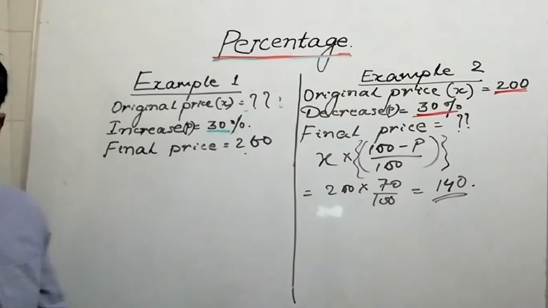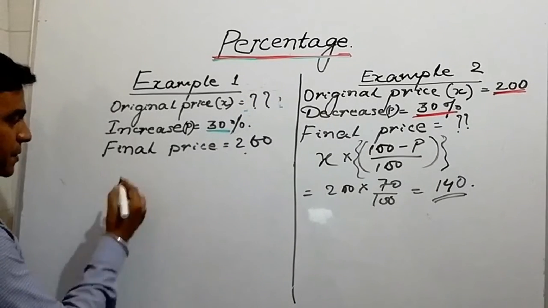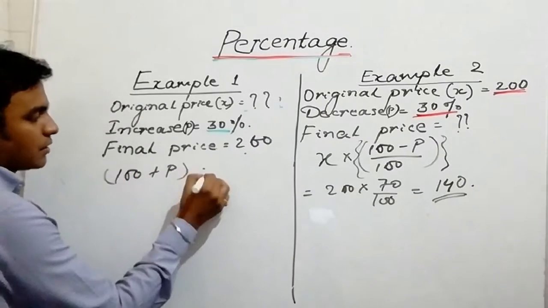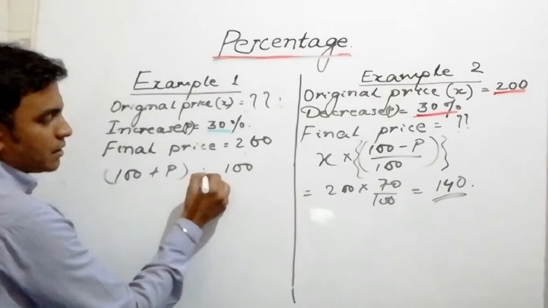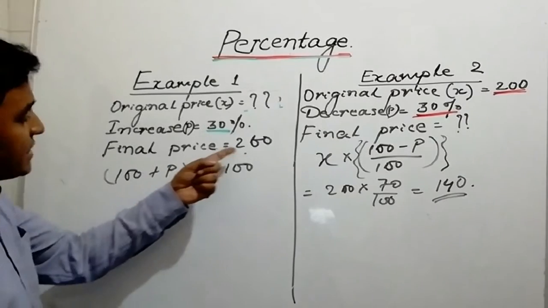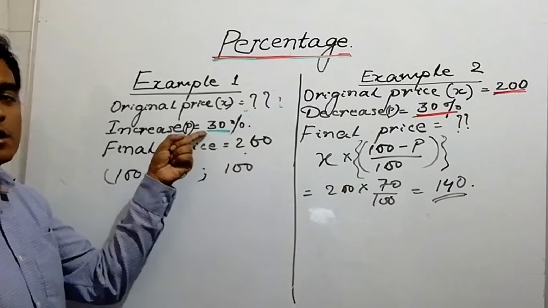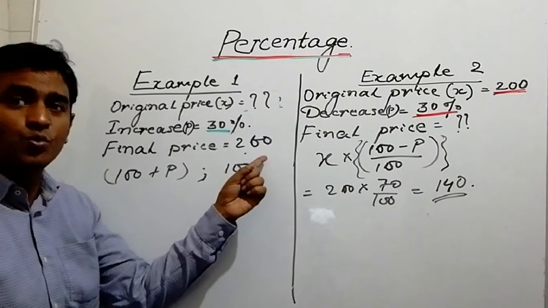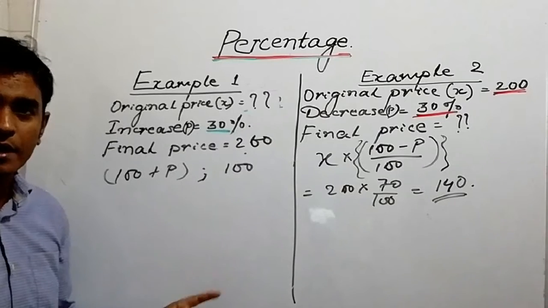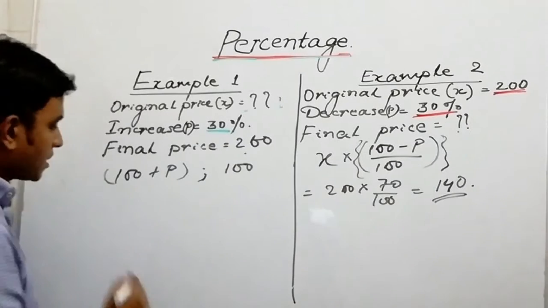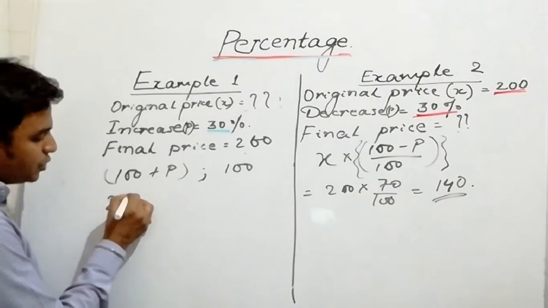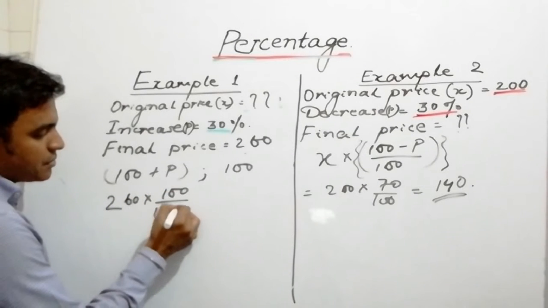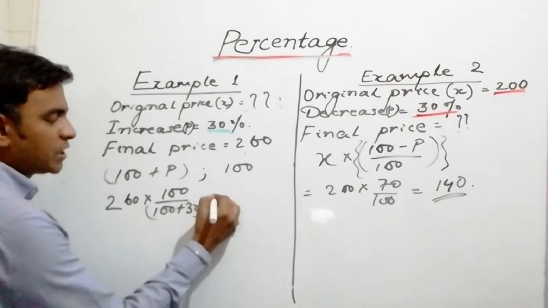As we saw in the previous example, the multiplying factor is the same, (100 plus P) divided by 100. Now you need to understand that the final price of 260 is post increase of 30%. That is, after increasing by 30% your price has come to 260. So what will the original price be? It has to be less than 260. So for the original price you will multiply 260 into 100 divided by (100 plus 30), which will give you 200.